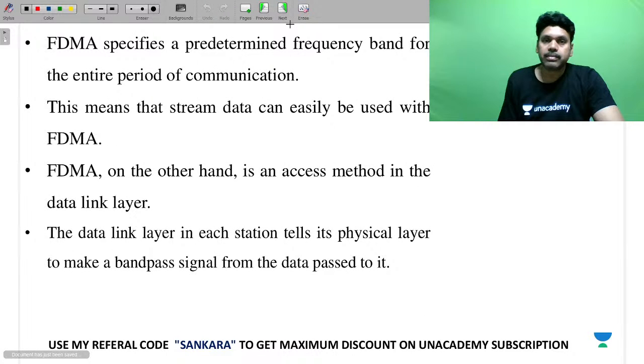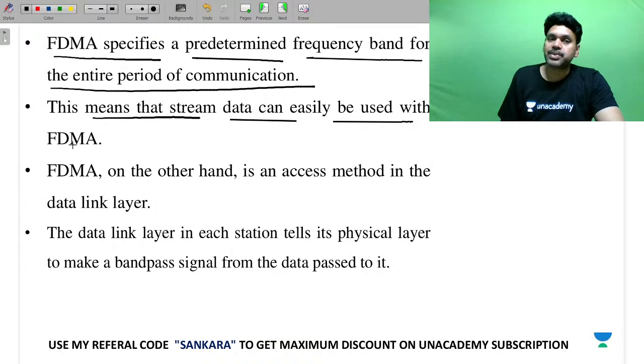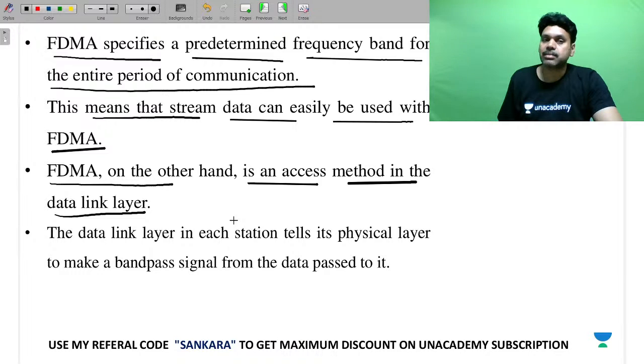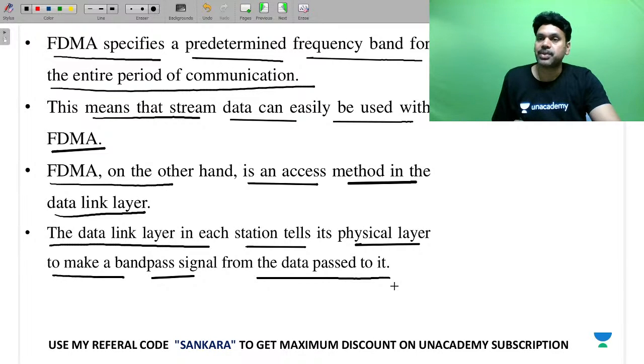So FDMA specifies a predetermined frequency band for the entire period of communication to the node. This means that stream data can easily be used with FDMA. FDMA, on the other hand, is an access method in the data link layer. The data link layer in each station tells its physical layer to make a bandpass signal from the data passed to it.